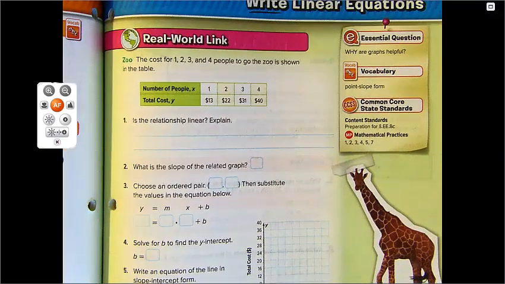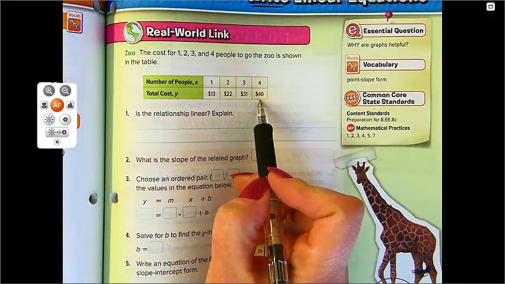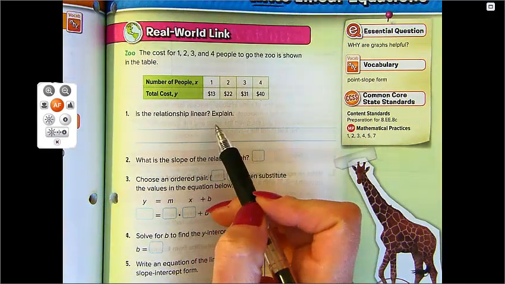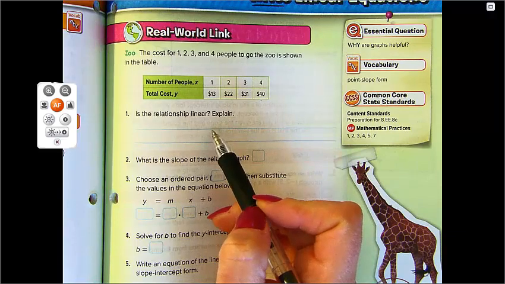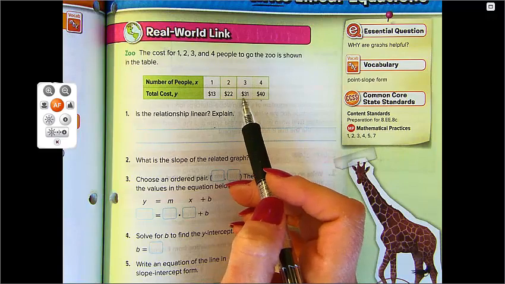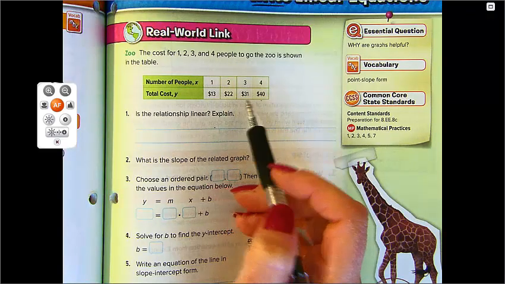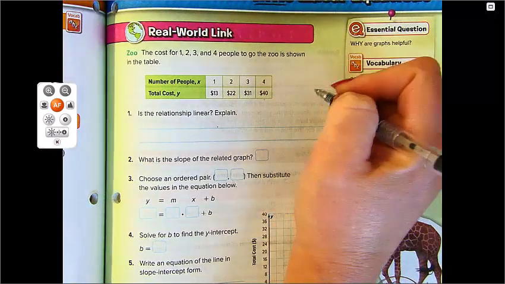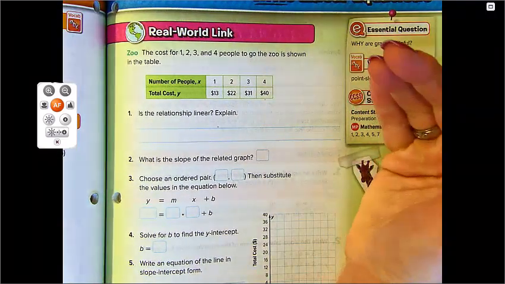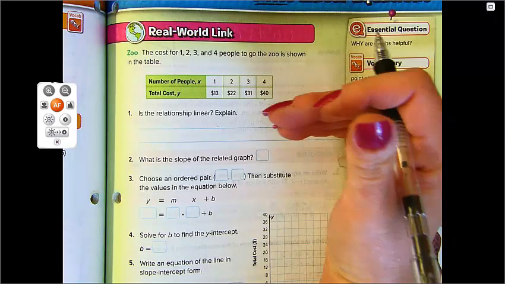This is talking about people going to the zoo, and this is how much it costs each person to go to the zoo. The first question says, is this a linear relationship? When I graph this, is it going to create a straight line? Well, rather than graphing it, we're going to do it mathematically. And hopefully you remember that to find out whether it's linear, we're going to find the constant rate of change. Does it go up by the same amount on the x, and does it go up by the same amount on the y each time?